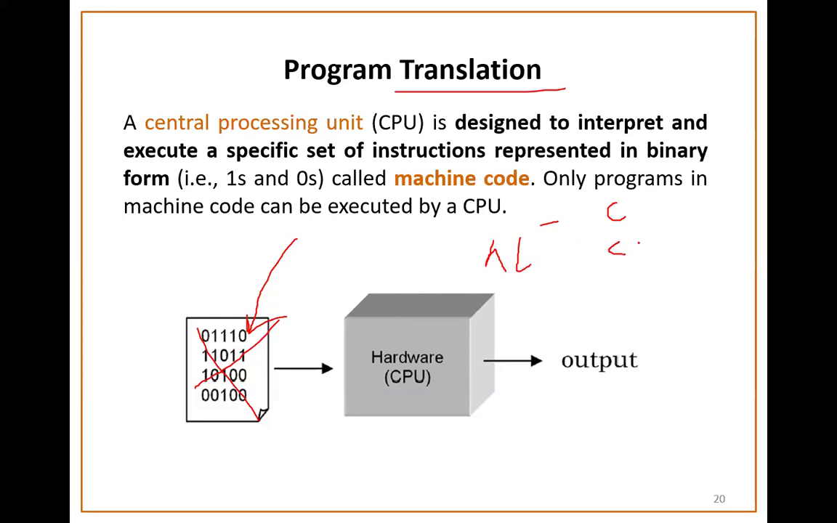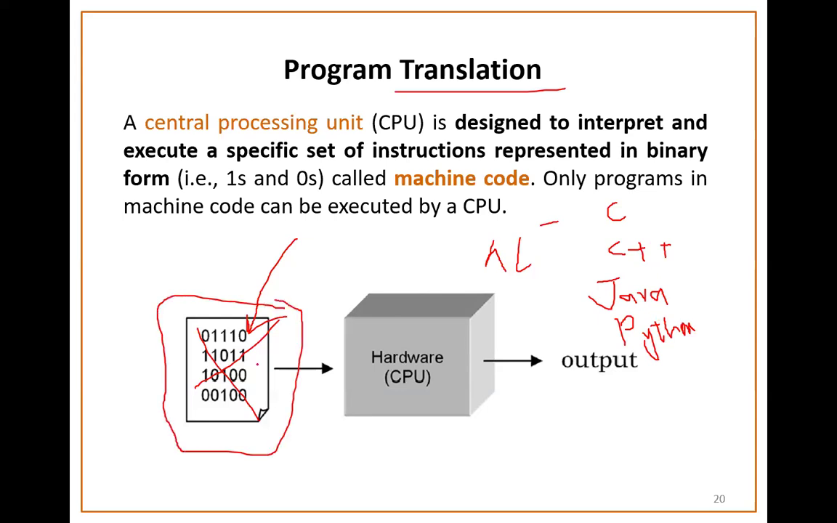Like C++, like Java, like Python. So all of these are high-level languages that the CPU cannot understand. But somehow, we would prefer that the CPU understands that because we don't understand the language of the CPU either. It's too difficult. So then we get a translator that helps us to convert C to machine code.